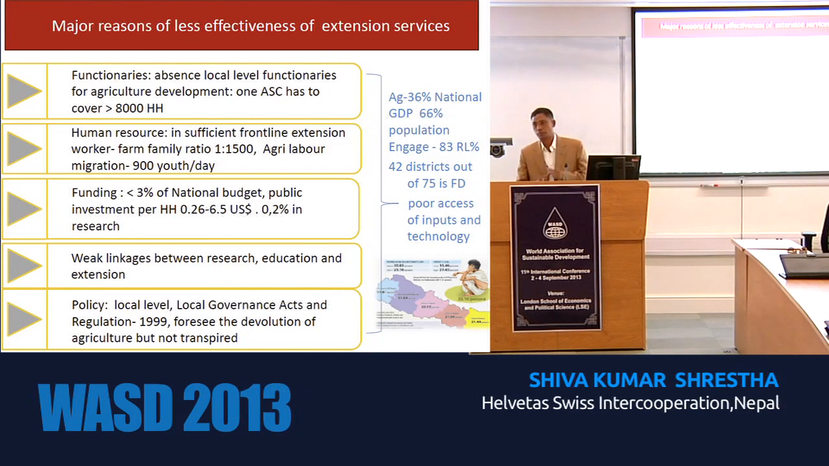And from the fund perspective, less than 3% of the total national fund goes to the agriculture sector, whereas more than 66% of the total population relies on agriculture. It is a neglected sector, though it is called every time the backbone of the national economy. And the household per capita distribution is only $0.26 to $6 per household per year expended in the agriculture sector.